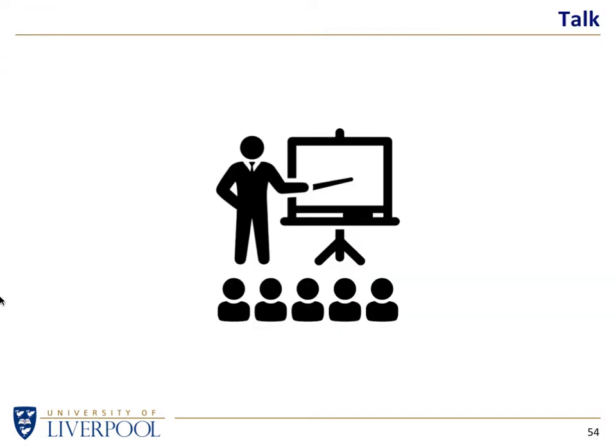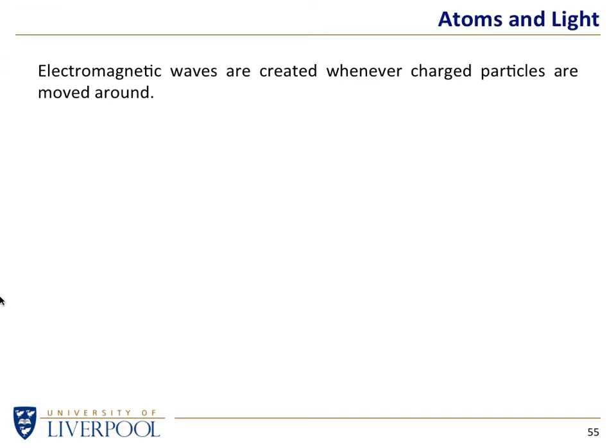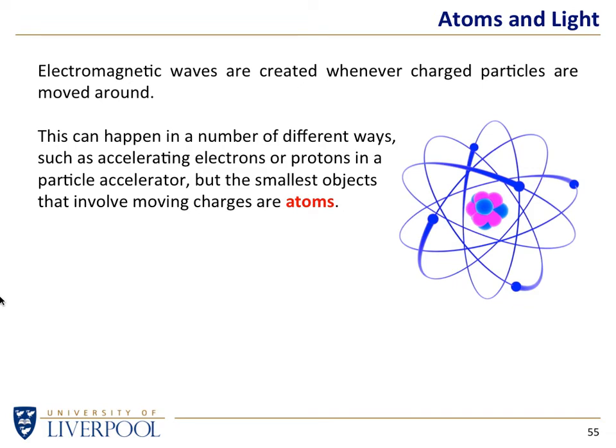Okay, I just want to finish with this idea of where the light comes from. Light is generated whenever we have electric charges that are moving. To generate an electromagnetic wave, we need to move electric charges around. And we can do that in a particle accelerator. We can send electrons around a particle accelerator, or we can send protons around a particle accelerator, and that will generate light because we're accelerating them.